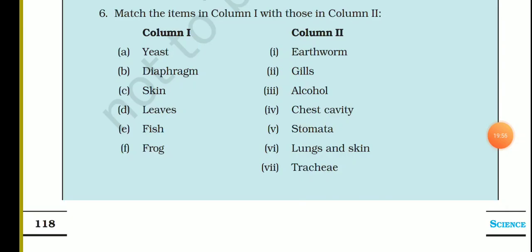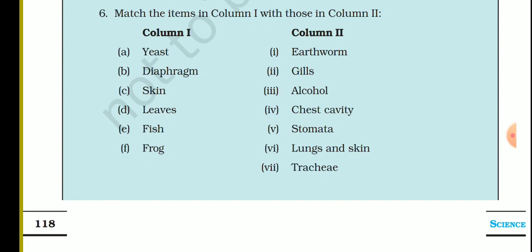Question number 6. Match the items in column 1 with those in column 2. Column 1: yeast, diaphragm, skin, leaves, fish, frog. And column 2: earthworm, gills, alcohol, chest cavity, stomata, lungs and skin, trachea. Okay, let's discuss it. Yeast.